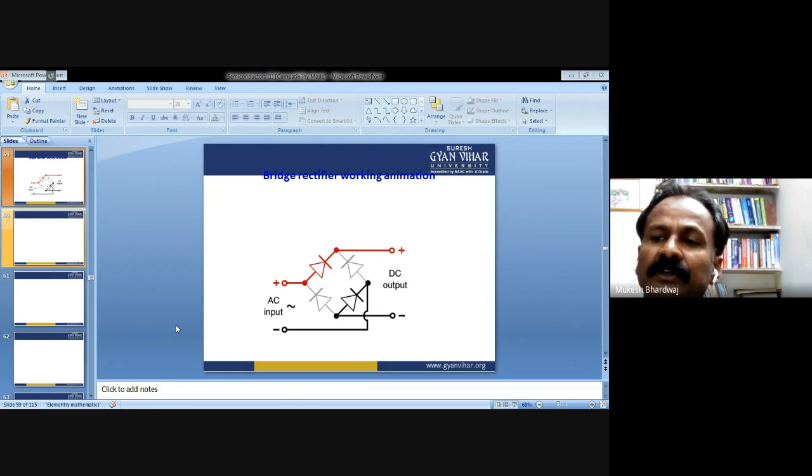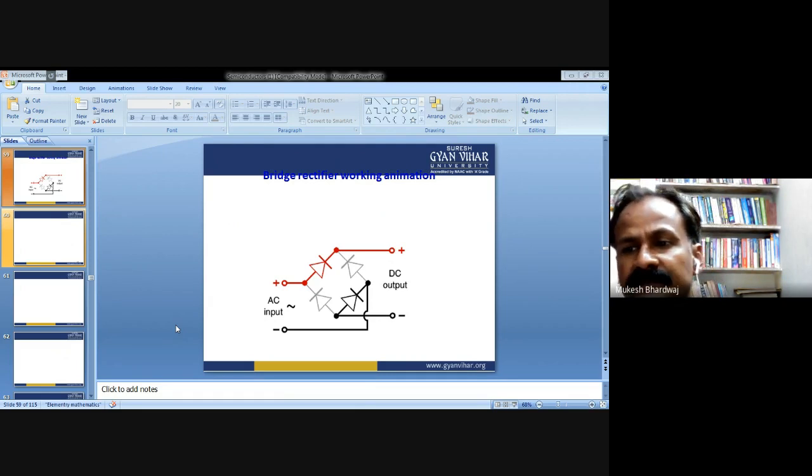The inductor filter should be used when RL is small. The inductor filter is mainly used when the load resistance is small, that is, effective filtering takes place when the load current is high.